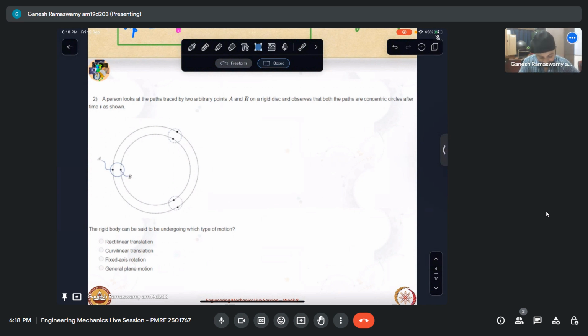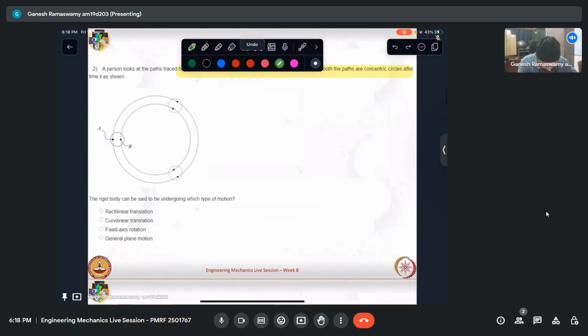So this question asks, a person looks at the paths traced by two arbitrary points, A and B, on a rigid disk and observes the paths to be concentric circles with some common center after time t. So the question is asking, the rigid body, which is this disk, is said to be undergoing which type of motion: rectilinear translation, curvilinear translation, fixed axis rotation, or general plane motion.